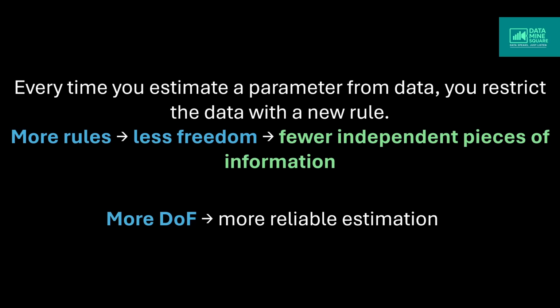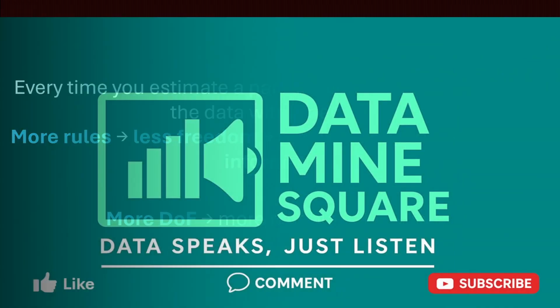Finally, whenever we estimate a parameter from data, we restrict the data with a rule. Whenever we impose some rule on the data, its freedom will reduce and fewer independent pieces will be available. And we will have to adjust the statistic with the available degree of freedom to represent the population in a better way. More degrees of freedom means a more reliable estimation of the population.